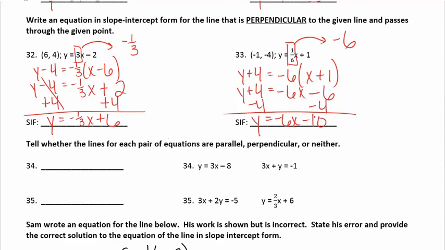34, to tell whether equations are parallel, perpendicular, or neither, you need to rearrange them so that you can compare their slopes. So for the second part of this, I need to subtract 3x to the other side to get y equals negative 3x minus 1. So you're comparing positive 3 and negative 3. They are opposites, but they're not reciprocals. So 34 is neither.